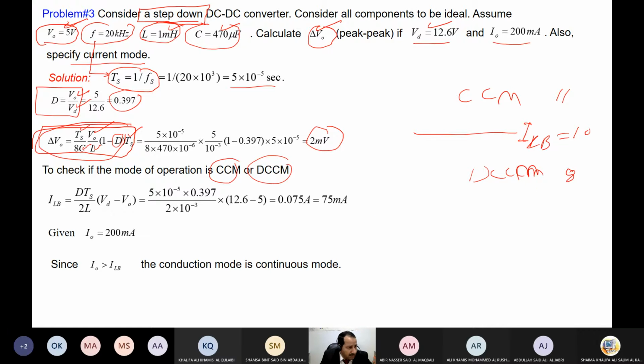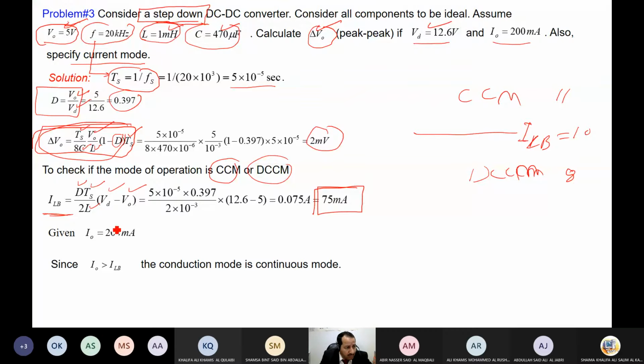So let me see. Boundary condition, IL boundary. I have the formula. This is for the buck converter. I have D. I have TS. I calculate both. L is given in the question. VD, I have it. VO, I have it. All the information is provided here. So I substituted and got the boundary current to be 75 milliamp.